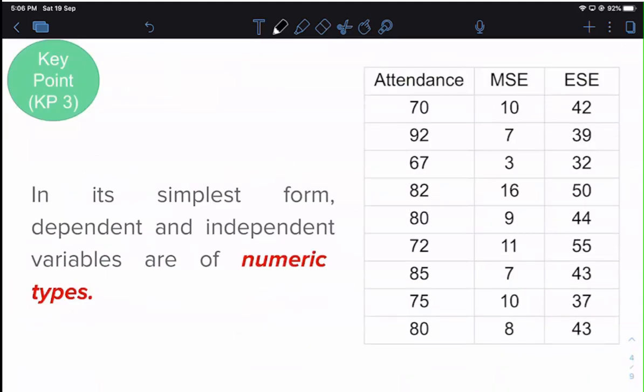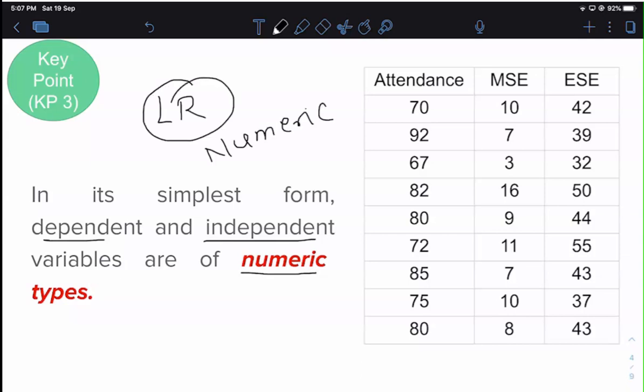The third key point that we must remember is that the independent and the dependent variable in the training data set are numeric types. We saw that there are different types of data, like numeric, ordinal, nominal, categorical. These are the different types of data that a typical machine learning algorithm processes. But the linear regression technique processes only numeric type of data.